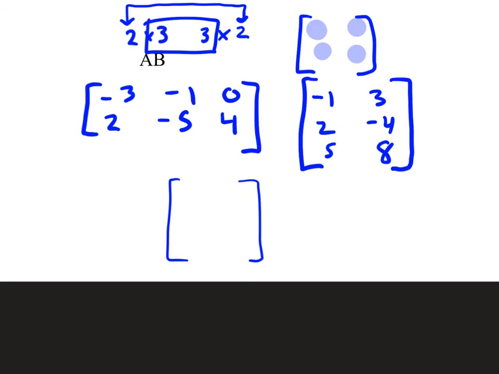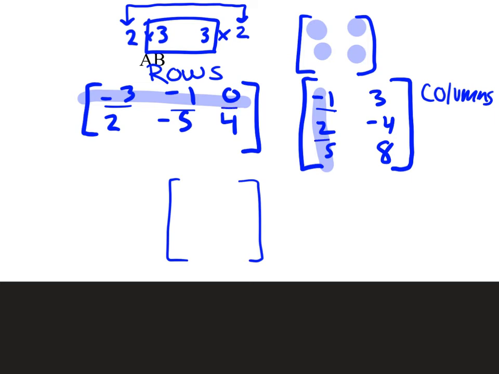You multiply the rows by the columns. Awesome. In the first one, we move in rows. In the second one, we move in columns. So we're looking at our first row times the first column. And remember, you just multiply the first number times the first number, then the second number times the second, plus the third number times the third. So -3 times -1 gives us what? 3. Then -1 times 2? -2. And 0 times 5? 0. What is 3 minus 2 plus 0? 1.